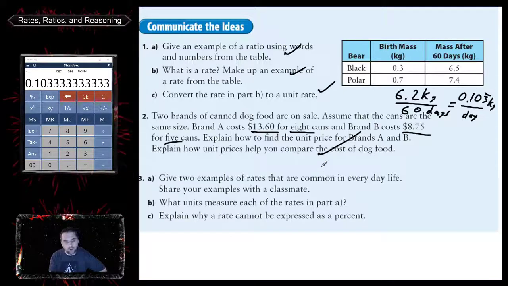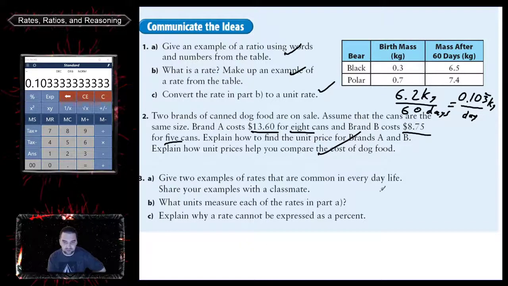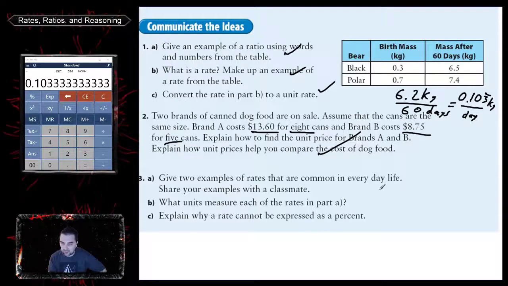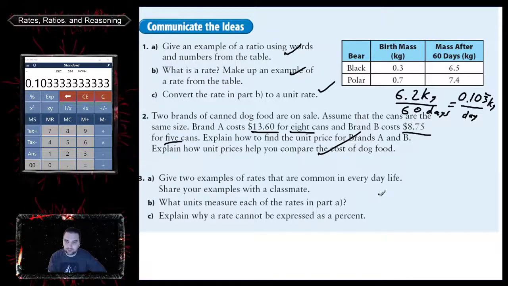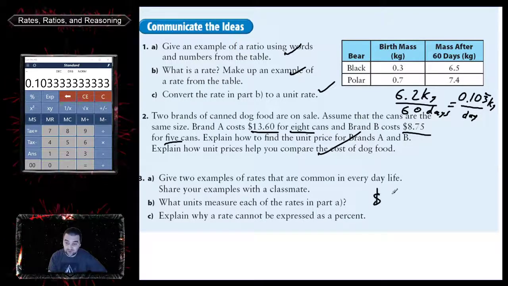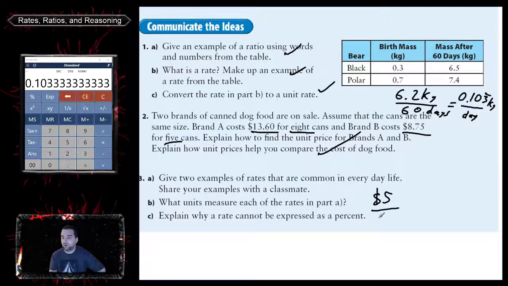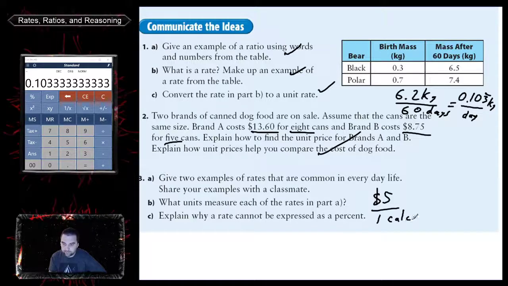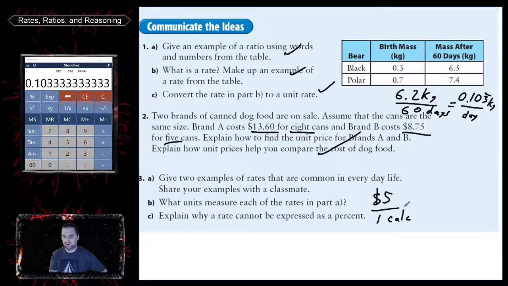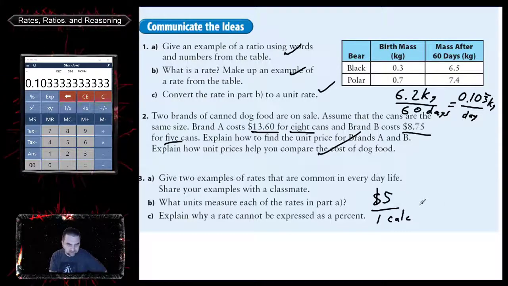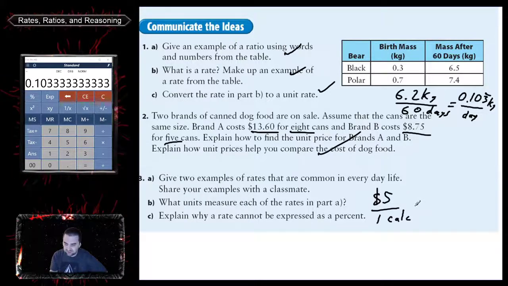Well, why can't it be expressed as a percentage? If you're doing $5 per one calculator, how do you get a percent of that? I don't even know how to explain that, because that doesn't really make sense.